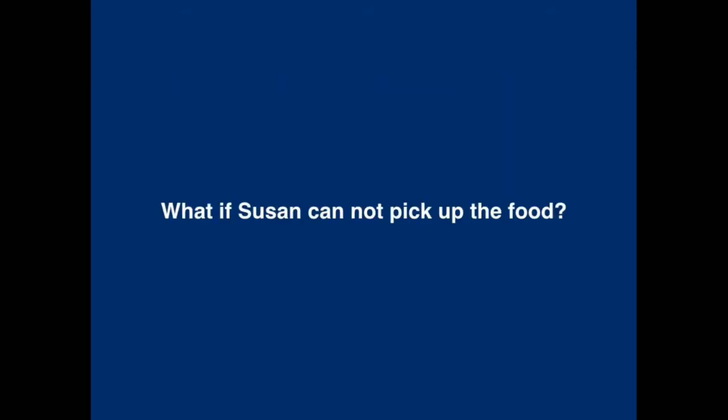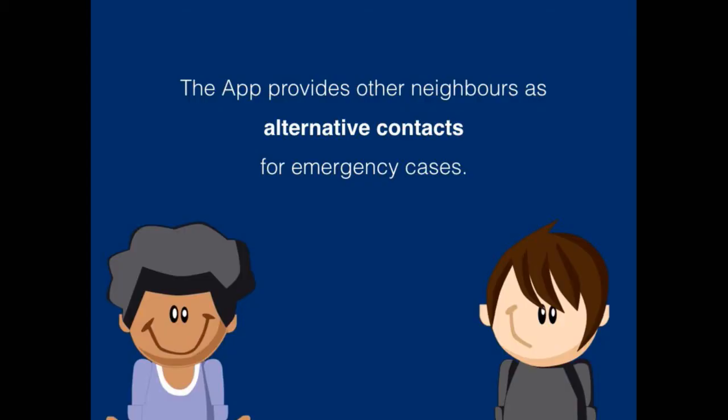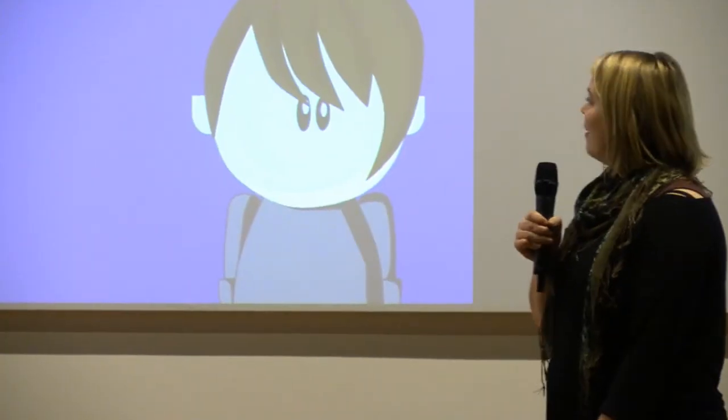So what if Susan cannot pick up the package herself? What's the emergency case? Our application provides two different alternative emergency contacts that are also living in the neighborhood. So we have the idea of a community network of neighbors that help each other. You not only have your first personal contact, but you also have several that will be in line if your first contact cannot help anymore.